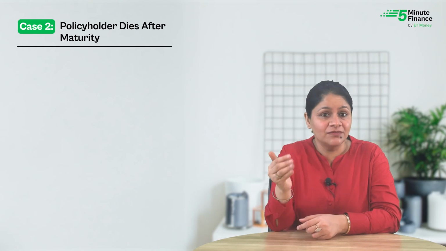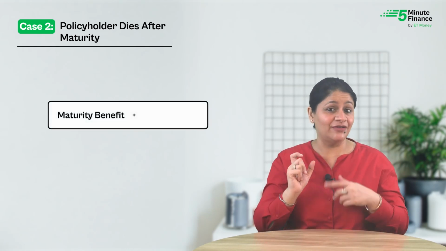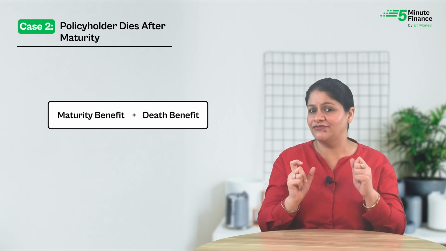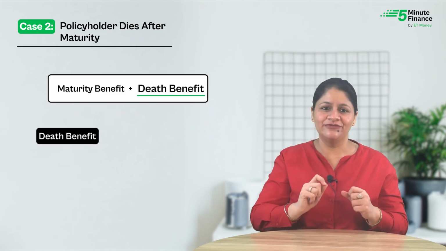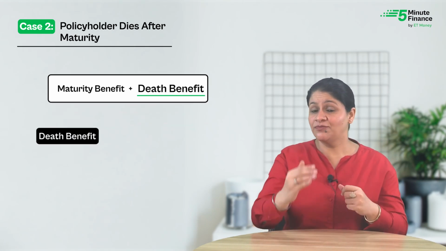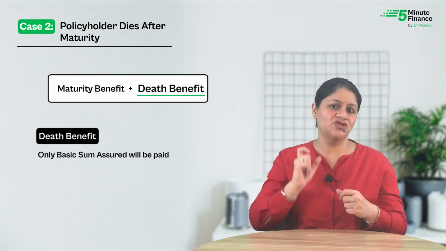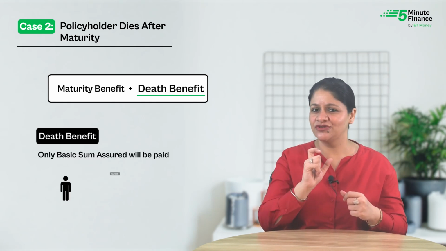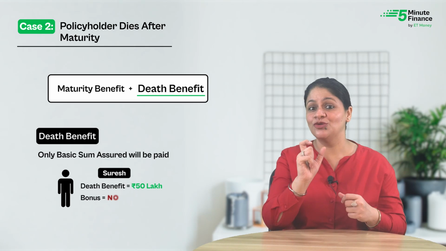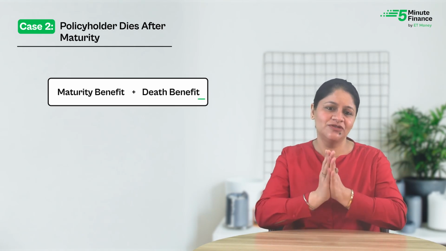Coming to case 2, if the insured person dies after maturity period. Here the insured person will get the maturity benefit and the family members will receive the death benefit. Let's look at the death benefit first. In case of death after the policy term is over, only the basic sum assured is paid to the nominee. So in case of Suresh, that will be 50 lakh rupees. No bonuses are paid.